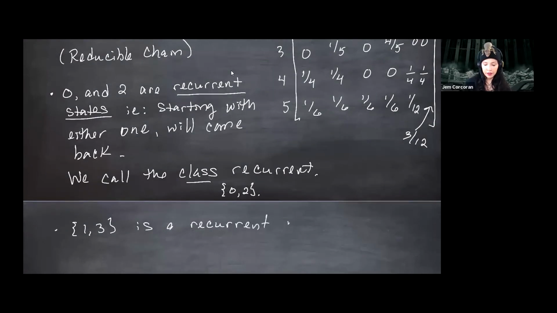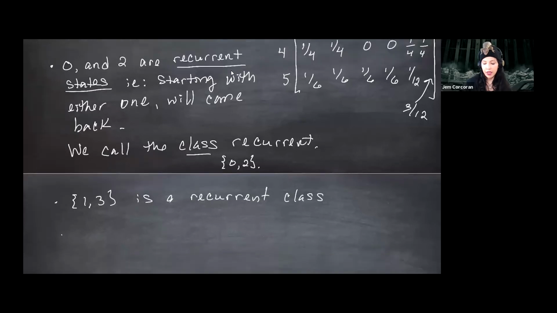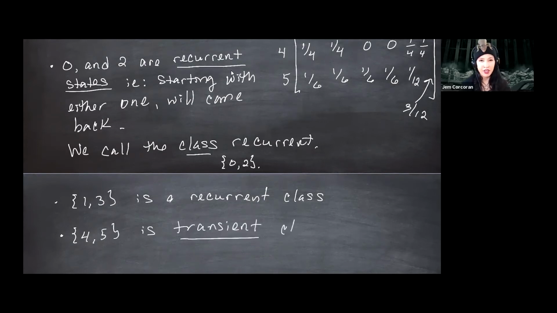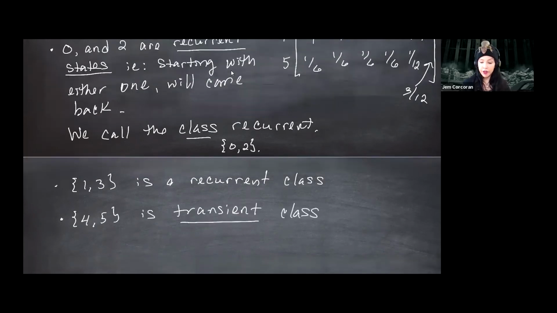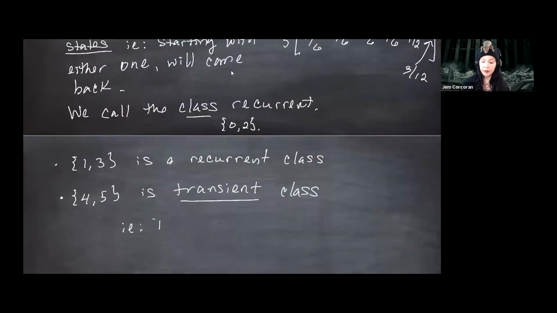But 4 or 5 is what we call a transient class, and those are individually transient states, i.e. there is a way. Doesn't mean you're going to leave, right? From 4, going back to the matrix, from 4, I could go to 4.